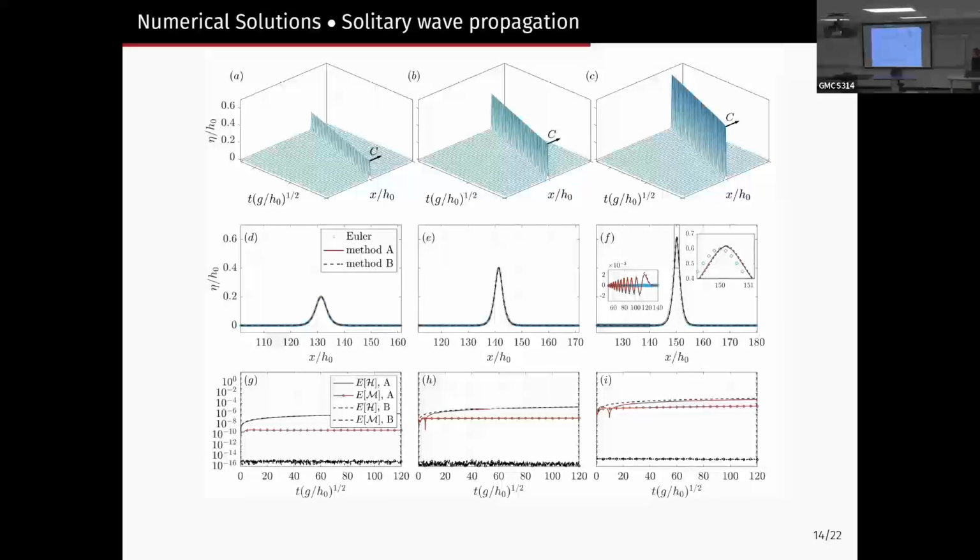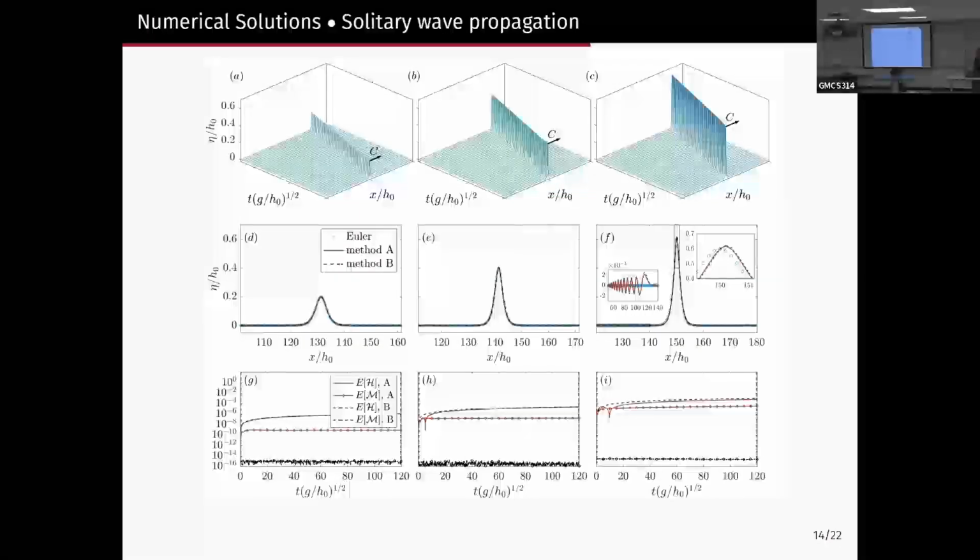And here I show you the conservation properties of the numerical scheme. A are the finite differences. B is the Fourier pseudospectral method that gives a very good mass conservation. But the point here is that even with a Runge-Kutta, you can have long-time simulations with very, very good preservation of the Hamiltonian.